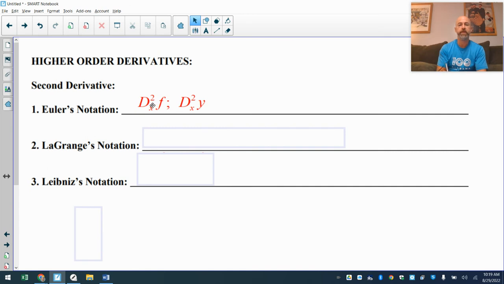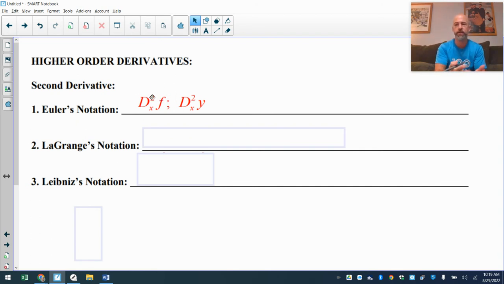The second derivative is almost the same as the first, except it looks like an exponent. It's not an exponent, but you put a little superscript of whatever order you want. So the second derivative, you could even read it d squared of x with respect to x of f. And we're not going to use Euler's notation much.